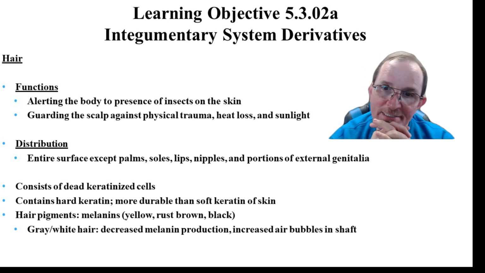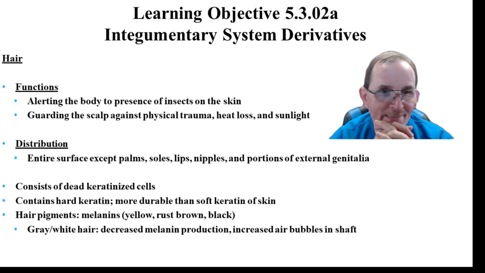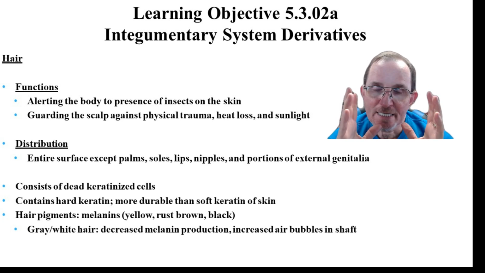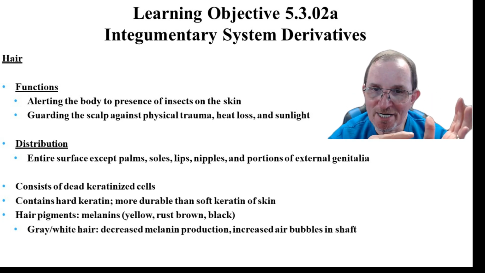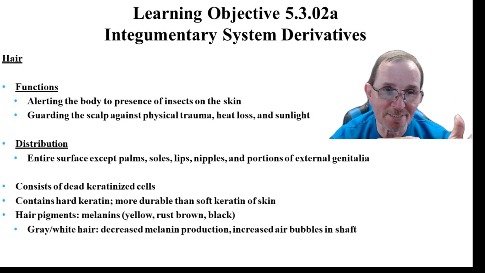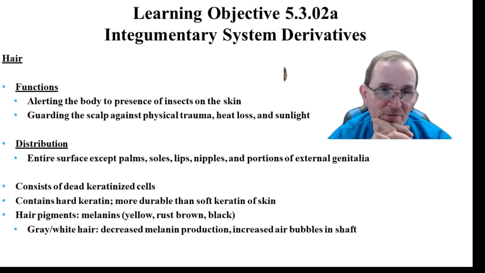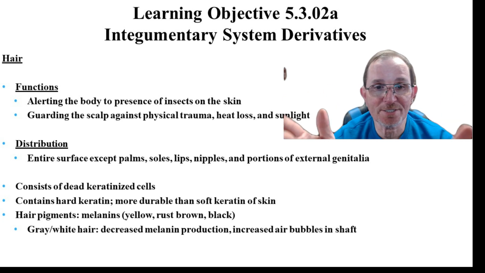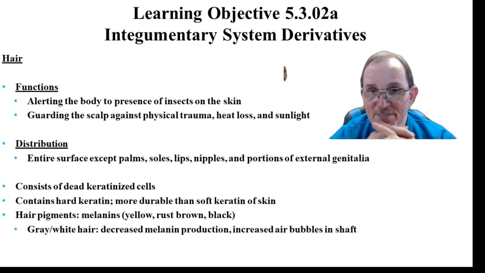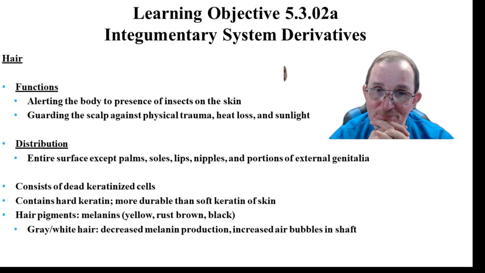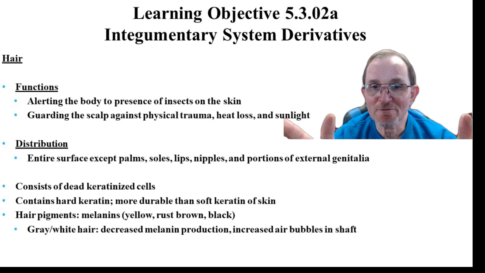Okay guys, hair on our bodies, especially on our arms and our legs, there's nerves attached to the hair shaft so that when the hair is touched or bent, it picks up on it. One of the biggest reasons for this is just to let us know that something is on our skin, like a mosquito.